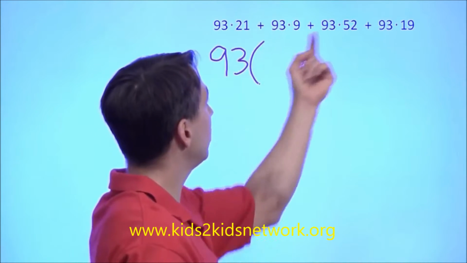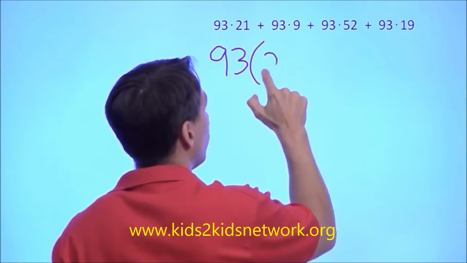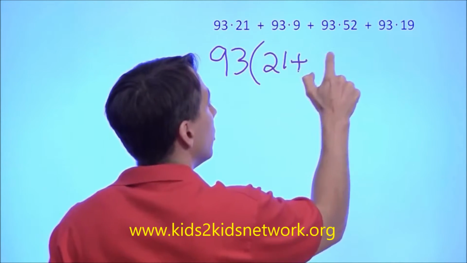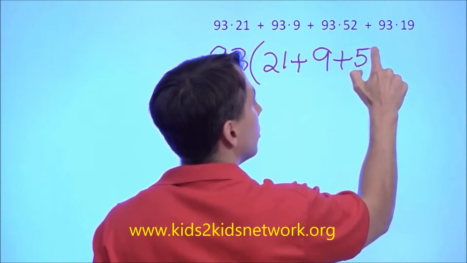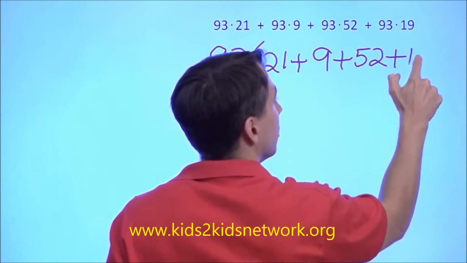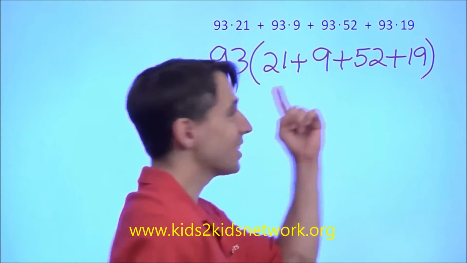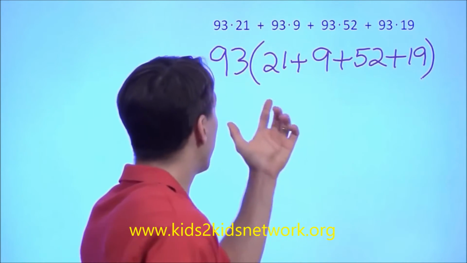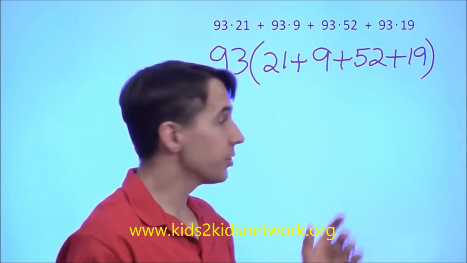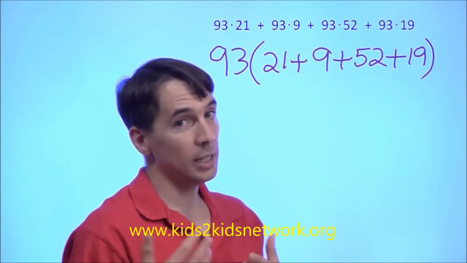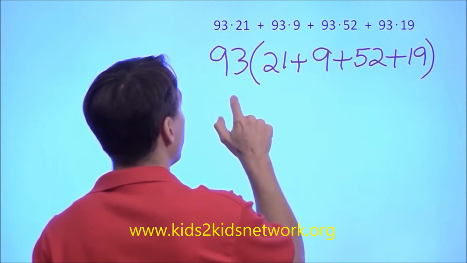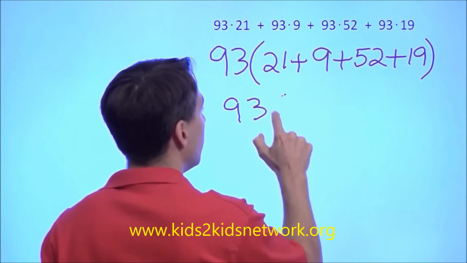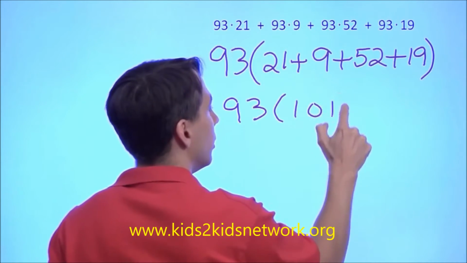We pull out the factor of 93 from each one of these products, and we're left with 21 plus 9 plus 52 plus 19. And that's a lot easier to deal with. We can add these up in our head. 21 plus 9, that's 30. 52 plus 19 is 71. 30 plus 71, that's 101. So this is just 93 times 101.